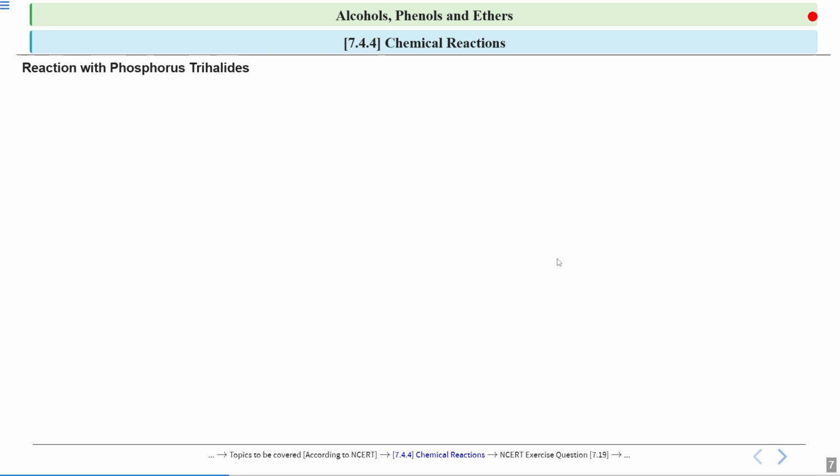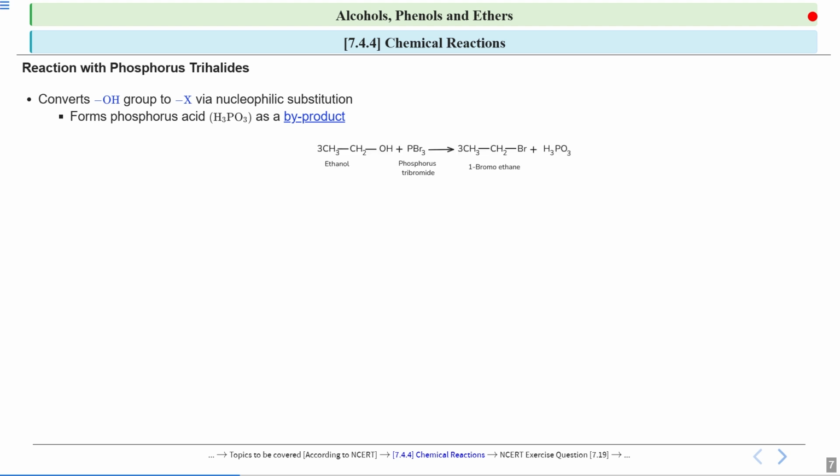Now let us see the reaction with phosphorus trihalides. What happens in this reaction is that it converts the hydroxyl group, that is the OH group, to X via a nucleophilic substitution. And here a byproduct is formed in this reaction. The byproduct that is formed is phosphorus acid, that is H3PO3. So when the reaction happens, it is formed as a byproduct. Now look at this reaction. This is an alcohol. I told you this OH group is replaced by the Br group over here.